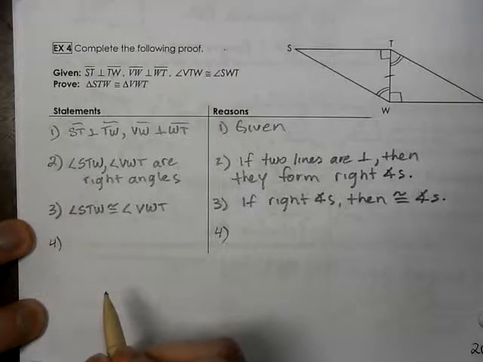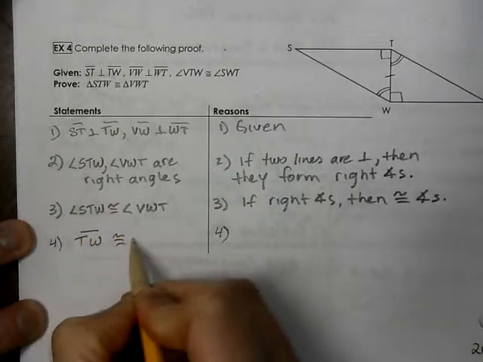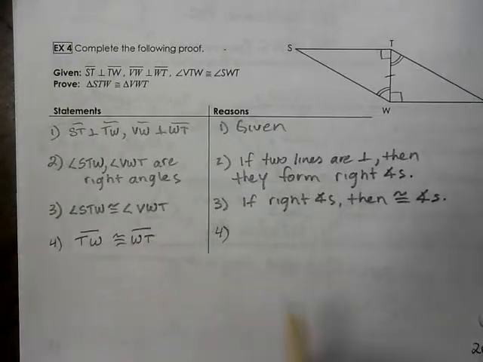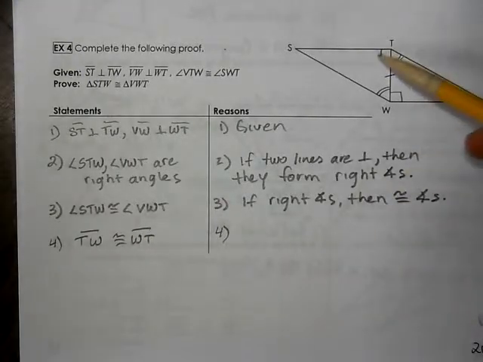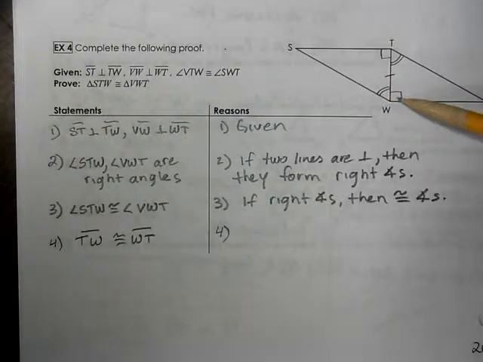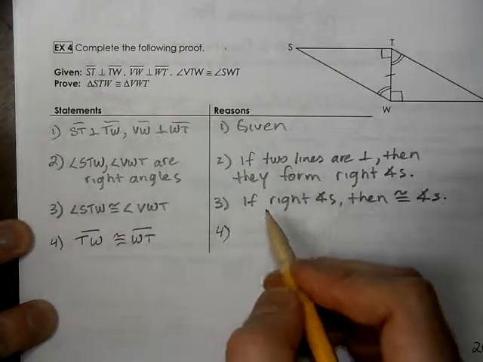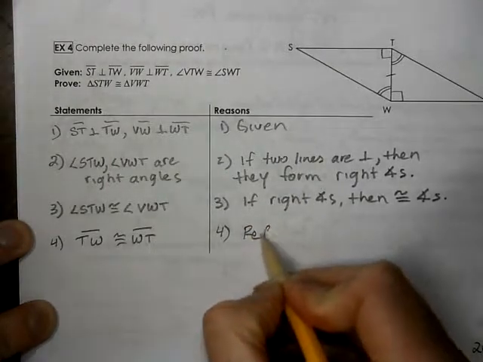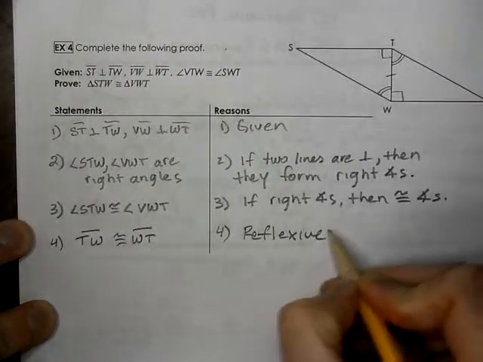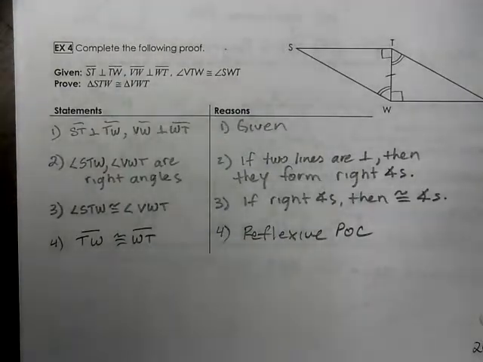I also have TW congruent to WT. We've talked about why we're changing the order of the letters. It's because of how they go on the triangle. From the 90 degrees to the two ticker, from the 90 degrees to the two ticker, they're going in opposite directions. We need to label them oppositely. And that's called reflexive property of congruence. When the two triangles are touching and they share the same side, it's called the reflexive property.